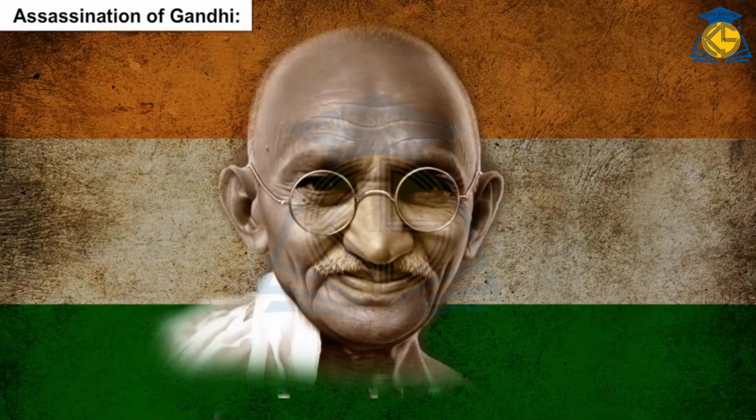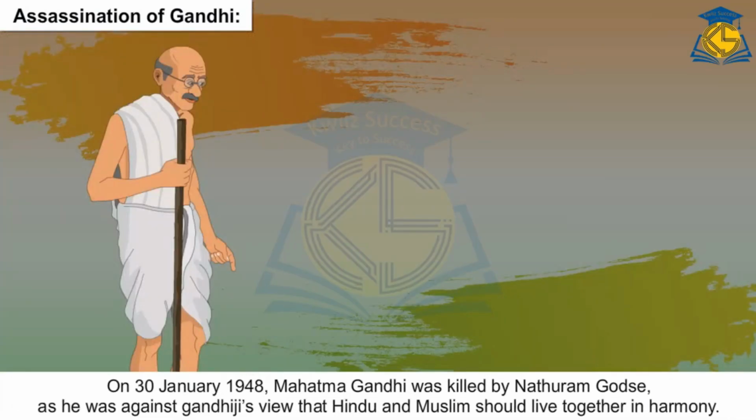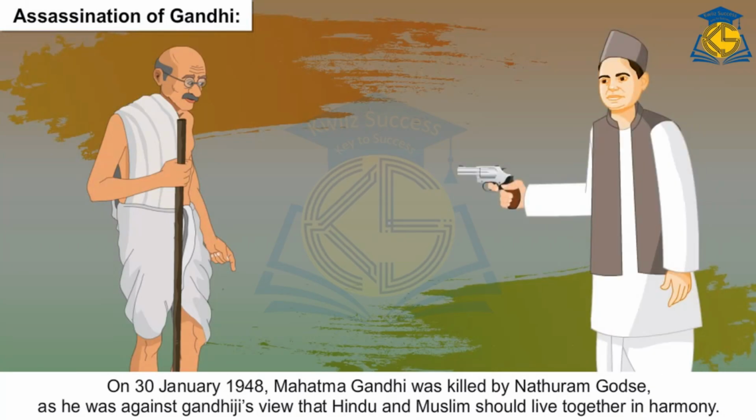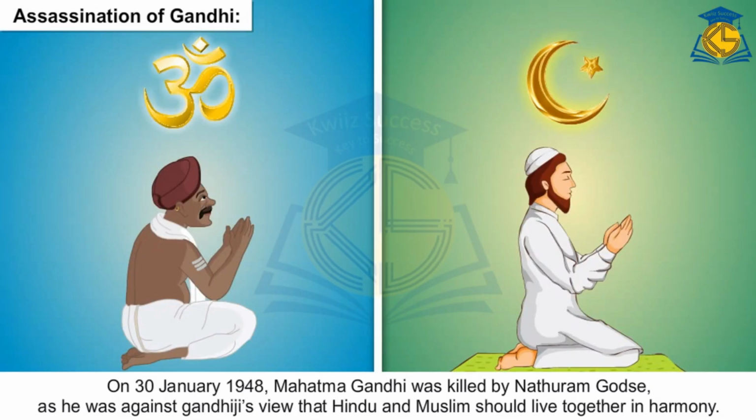Assassination of Gandhi. On 30 January 1948, Mahatma Gandhi was killed by Nathuram Godse, as he was against Gandhiji's view that Hindus and Muslims should live together in harmony.